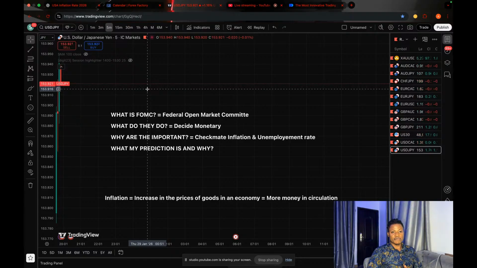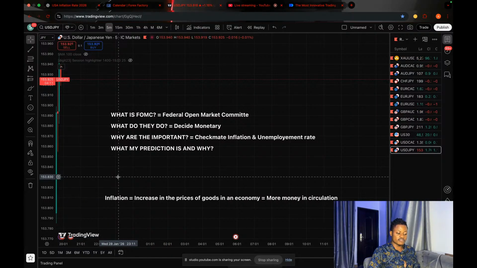You understand? So if 10 of us want to sell the iPhone and the 60 persons don't really have much money, the price will have to come down because we want to sell the phone. So basically, when there's more money in circulation, inflation occurs and the price of things goes up. When there's less money in circulation, the price of things goes down. So inflation is basically the increase of the prices of goods in an economy, which is usually caused by more money in circulation.